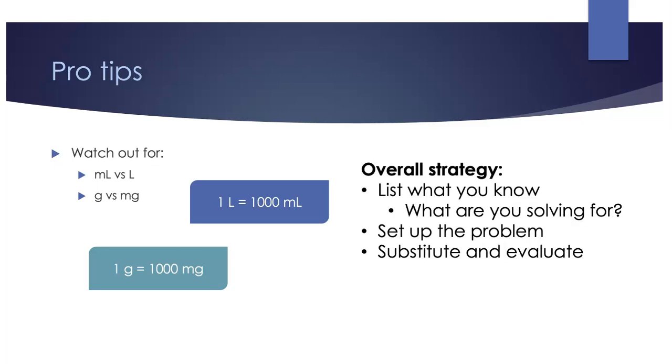In general, though, when we're thinking about solving these problems, list what you know. What are you given? What's the solute? What volume do you have? What molarity are you going for? What are you solving for in this problem? So you can rearrange the problem correctly. And then you can set it up. You want to rearrange your equation, and then you can go ahead and substitute and evaluate to get your answer. AP Chemistry students need to be able to work with molarity problems and the molarity formula and be very, very comfortable with it. You really can't practice this too much.